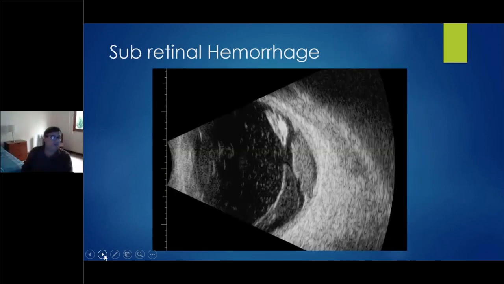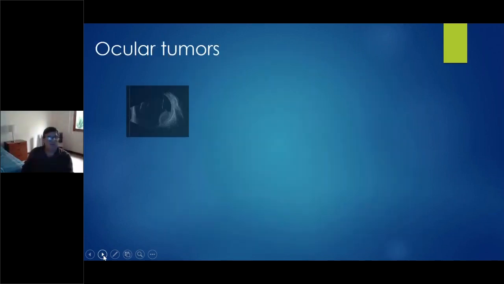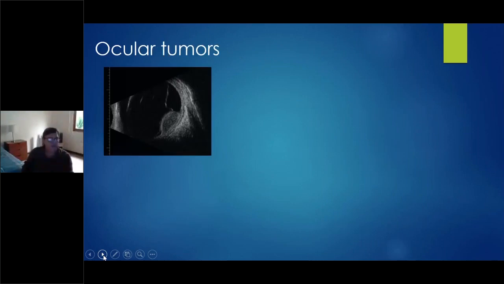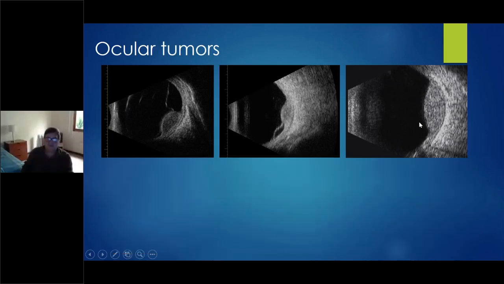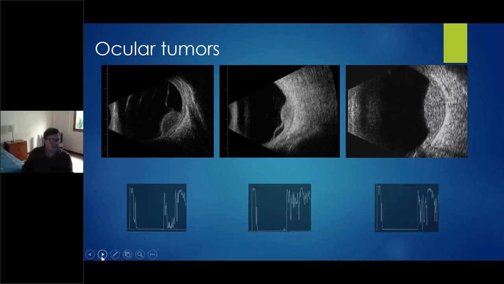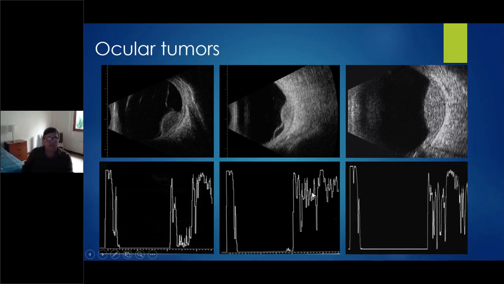And in ocular tumors, yes, in the very beginning, the problem is that if you use only B mode, you cannot recognize which one is the melanoma, the hemangioma, or the metastasis, because they look very similar. If you use standardized A mode, you can see that melanoma is low reflective, hemangioma is high reflective, and metastasis is medium reflective. And you can make the diagnosis easily, combining your B scan plus your standardized A mode.